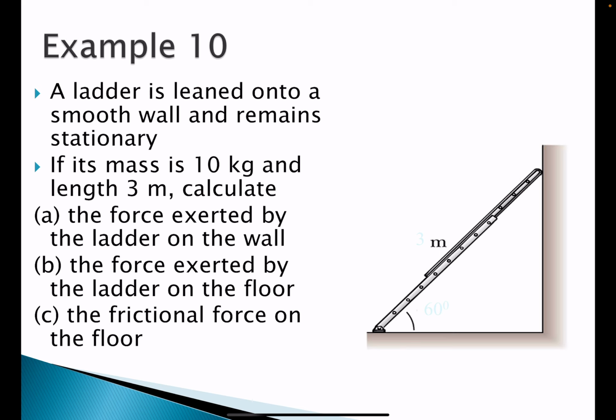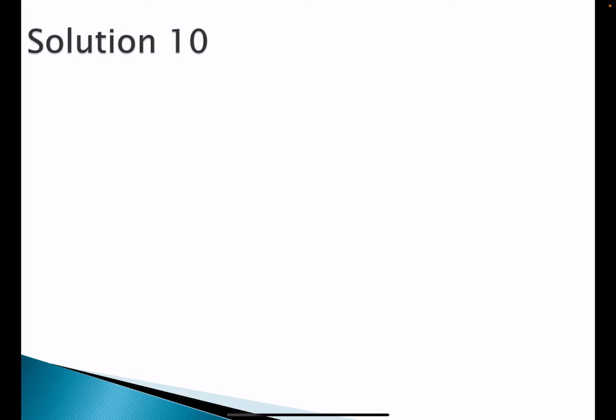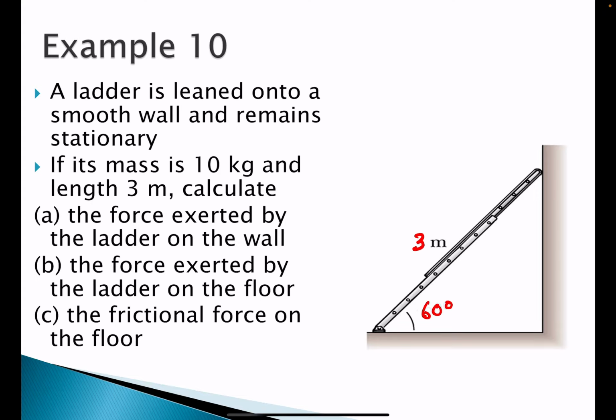This is actually 3 meter, and the angle is 60 degree. You can solve this by drawing the free body diagram first. Let's say this one is F1, this one is F3, and another one is F2. It is the same as the force exerted by the ladder on the wall.